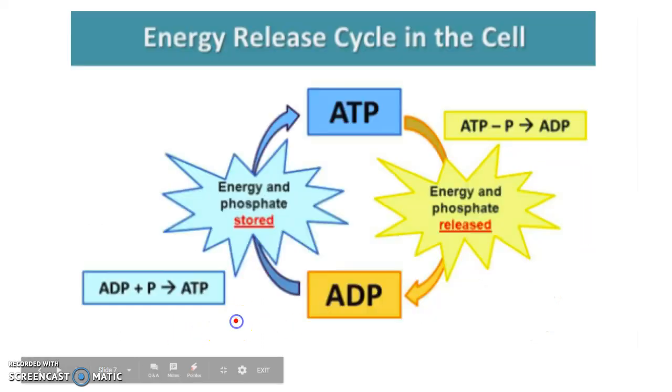And so we have this cycle of energy in the cell. We have ATP. We release the energy by breaking a phosphate. We have ADP. We store energy by adding a phosphate. We have ATP. So break off the phosphate, release energy, add a phosphate, and store energy. So this is the energy release cycle in your cell, ATP to ADP.